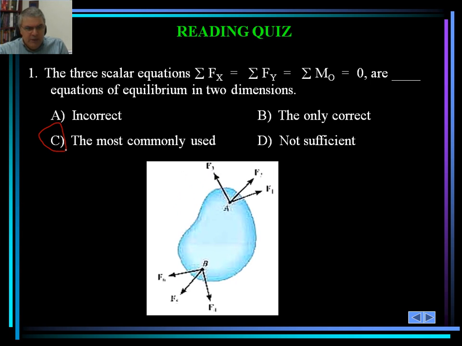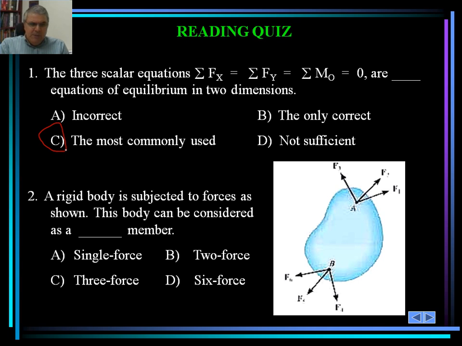Then for the second reading quiz, a rigid body is subjected to forces as shown. The body can be considered as a blank member. As you can see, a body is shown here. There are forces F1 all the way up to F6 acting on this body at points A and B. And we would like to know what the blank would be. The body can be considered as a single force, two-force, three-force, or six-force member.